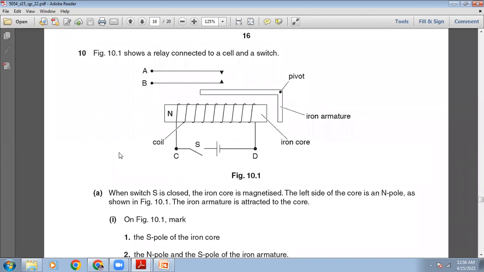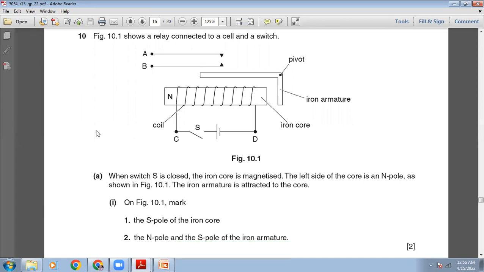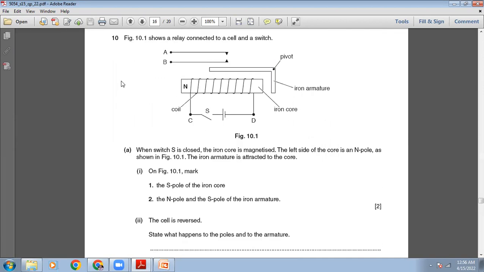Figure 10.1 shows a relay connected to a cell and a switch. So when the switch S is closed, the iron core is magnetized. The left side of the core is a north pole, as shown in figure 10.1. The iron armature is attracted to the core. It says on the figure 10.1, mark the south pole of the iron core, the north pole and the south pole of the iron armature. So here a south pole will appear, here a north pole, and here a south pole.